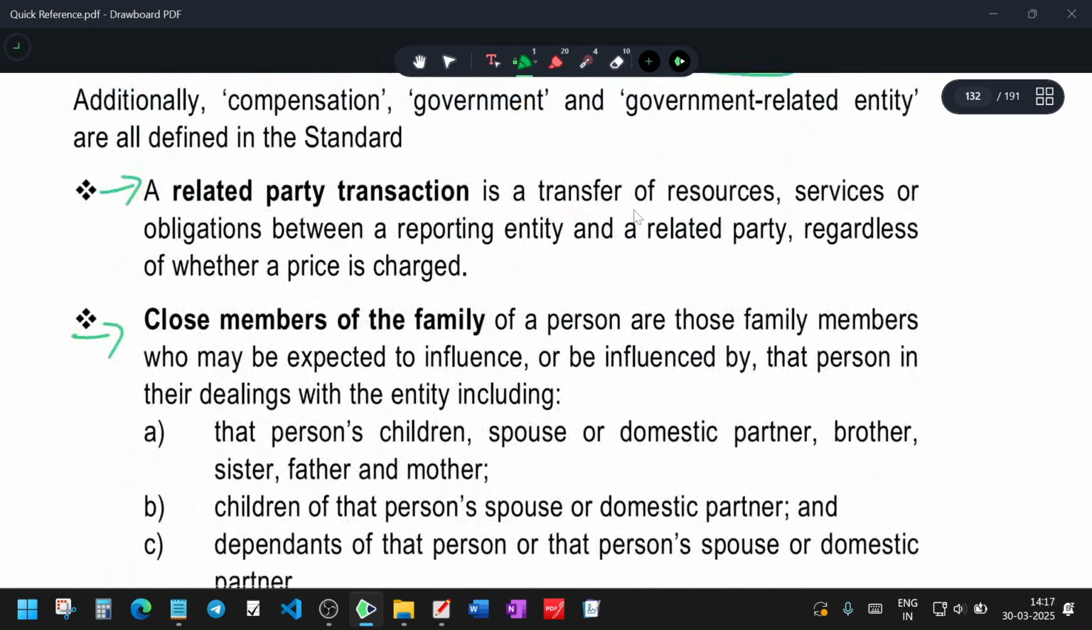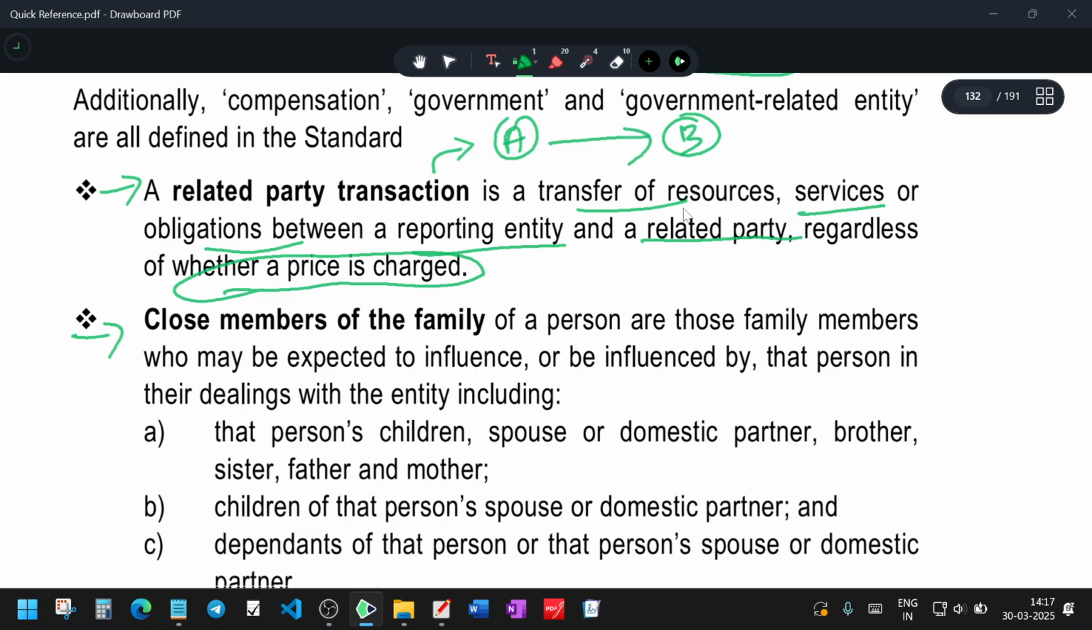What is a related party transaction? It is a transfer of resources, services or obligations between the reporting entity and the related party, regardless of whether a price is charged. Some transactions are happening between party A and party B. So there is an obligation between both, and whatever may be the price, he will provide. Whether the price is high or low, he will provide. By seeing the debtors list or the supplier list, we can find this.